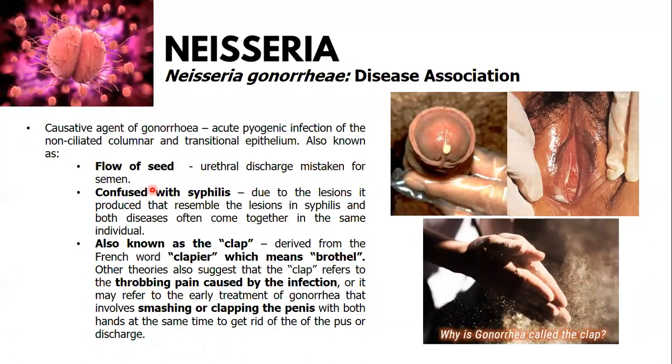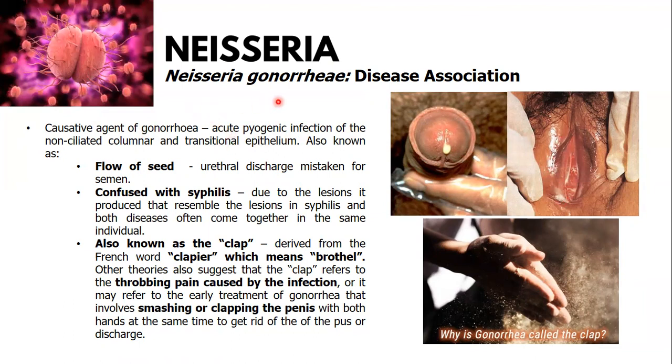At this point, we are going to talk about the disease association of pathogenic Neisseria species. To start with, let's talk about Neisseria gonorrhoeae, which is the causative agent of gonorrhea. As we all know, gonorrhea is a sexually transmitted infection. As seen in these pictures, gonorrhea is characterized by an acute pyogenic infection. Pyogenic in the sense that there is presence of draining pus in the infection site, particularly in the urethra of men and endocervix of women.